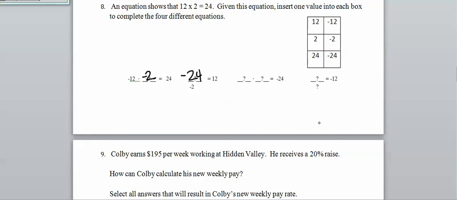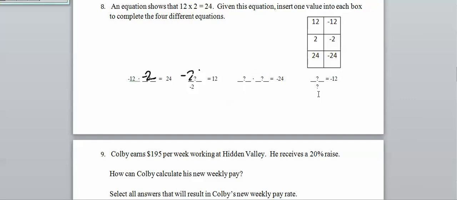And then the number that fits in over here could be either a -2 times a +12, or a +2 times a -12, or the reverse of those. So 12 times -2 and -12 times +2. Over here, -24 divided by +2, or +24 divided by a -2. Those ones can't be reversed because this is the commutative property. This would make the answer wrong.